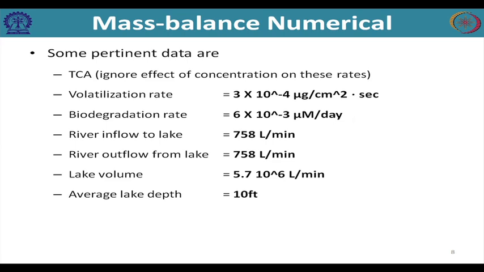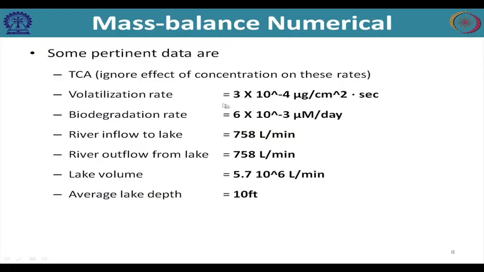We are given certain data obtained from our sampling and field testing. The volatilization rate is given as 3 into 10 to the power of minus 4 microgram per centimeter square per second. The biodegradation rate is 6 into 10 to the power of minus 3 micromolar per day. The river inflow into the lake is 758 liter per minute, the river outflow from the lake is 758 liter per minute, the lake volume is 5.7 into 10 to the power of 6 liter, and the average lake depth is 10 feet.